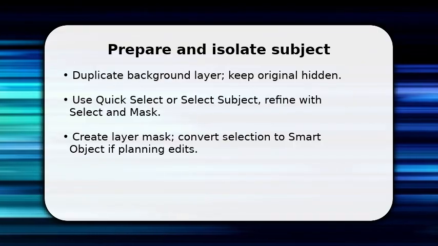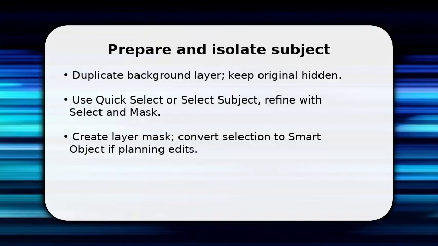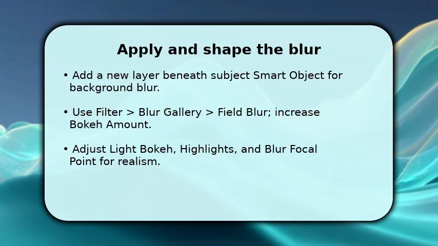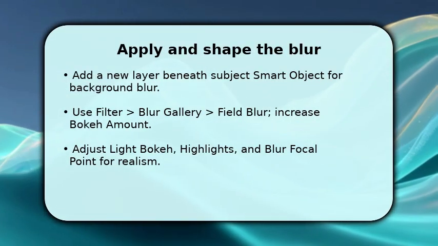Convert the selected area into a layer mask and turn the masked layer into a smart object if you want non-destructive blur adjustments later. This gives you precise control over what stays sharp versus what will have the bokeh applied. With the subject protected, add the blur on the background layer underneath the subject smart object.